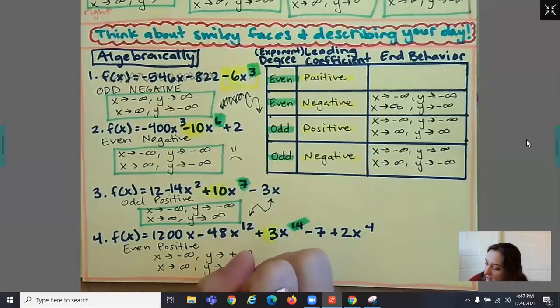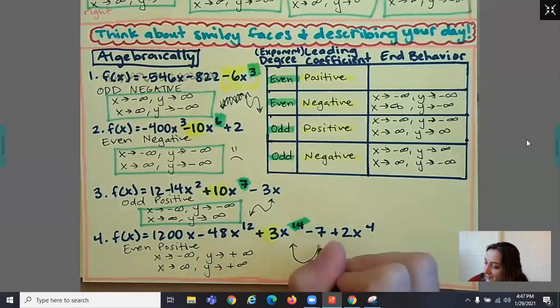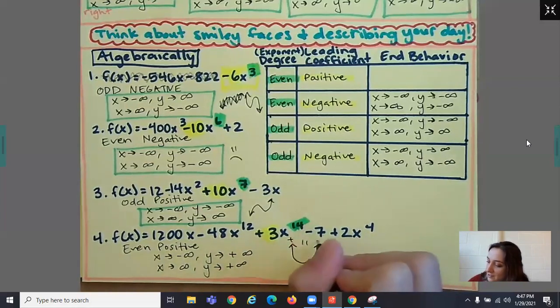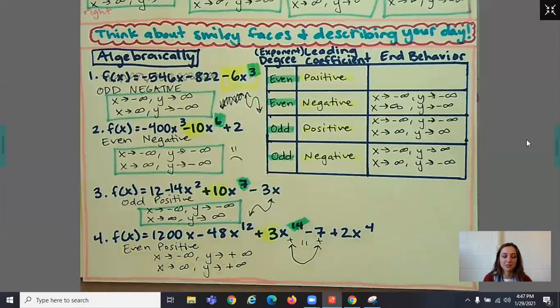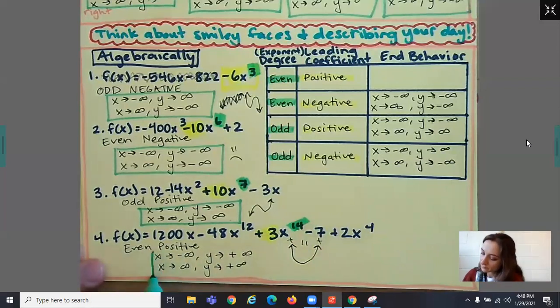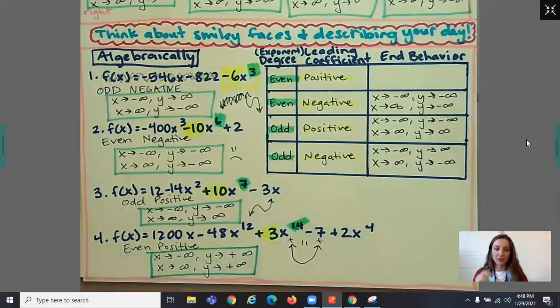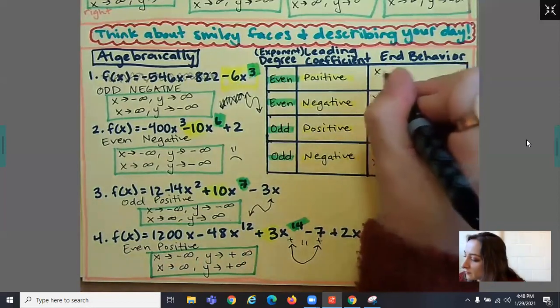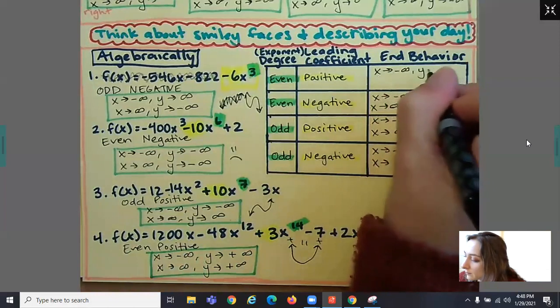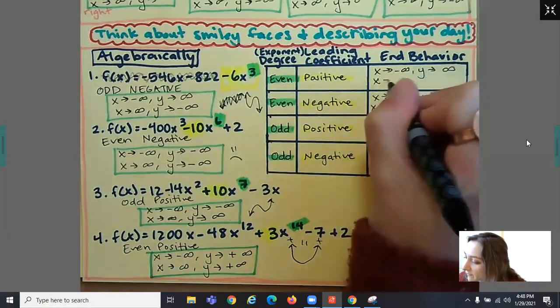Another way that you can think about that is that a smiley face is even, and both of his things are pointing up to positive infinity. So this is our smiley face, this is our even positive. Okay, I'm going to transfer this to the table. Both of them going up towards positive infinity.